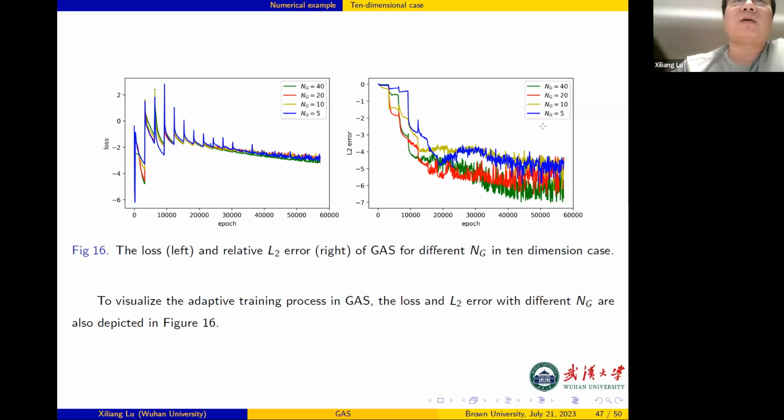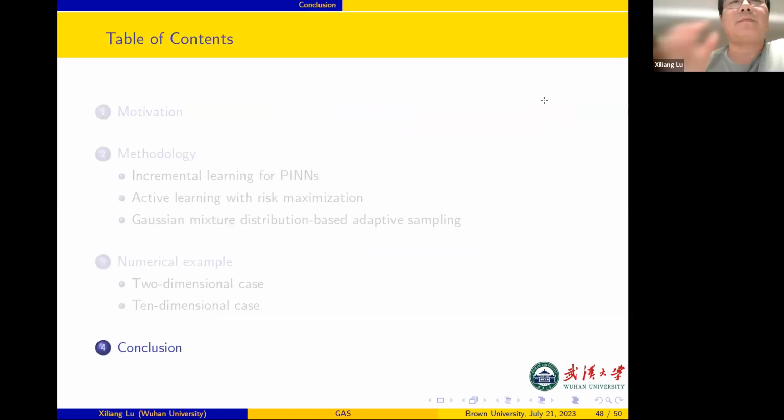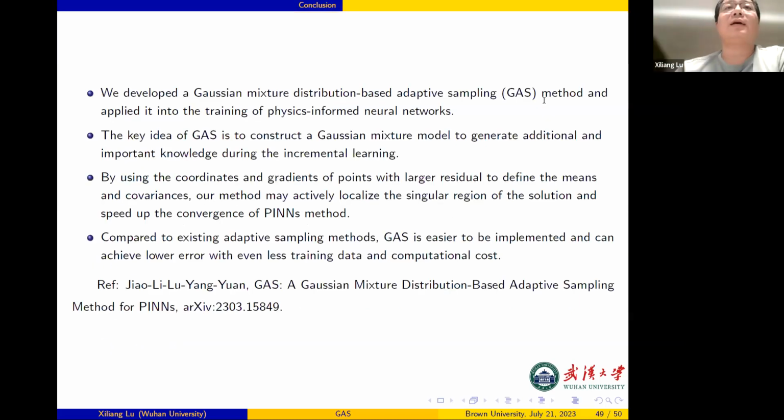So here is the way to show the different choices of this NG. But if we choose the NG relatively large, it can be bad. Right, so let's make a conclusion.